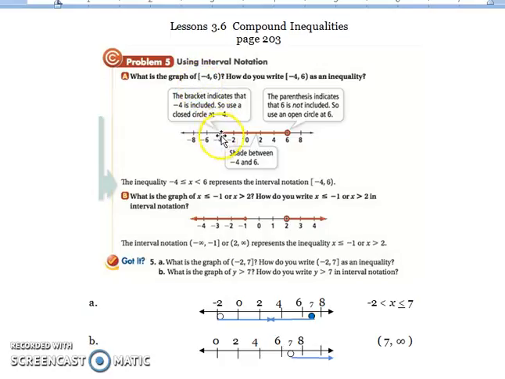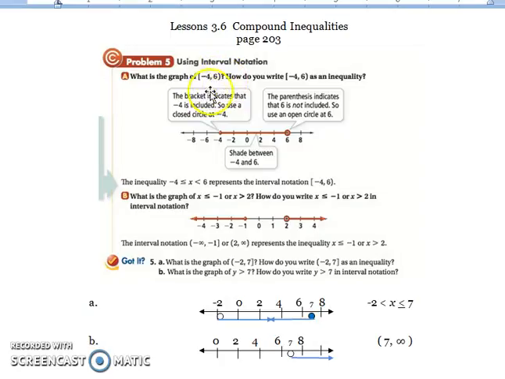That tells you that it includes that number. So this means that it includes -4, and it literally means you're going to put a closed circle on the graph at -4. And then the comma means it goes from -4 to 6, but the parenthesis is like an open circle, and it means it does not include 6. So bracket, closed circle, parenthesis, open circle, and then the line is shading between them.